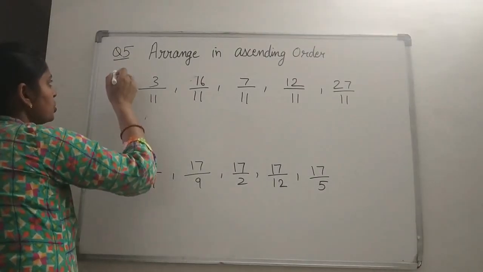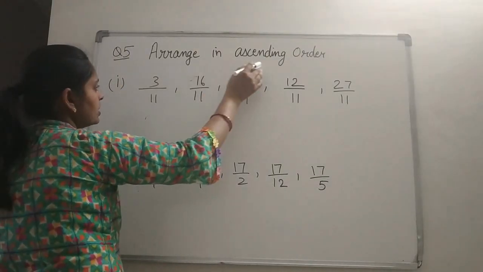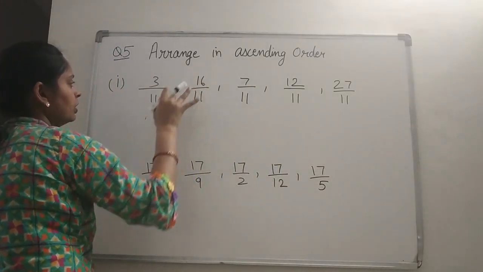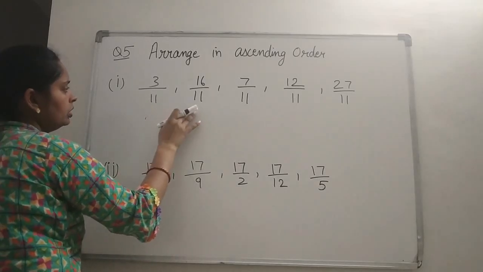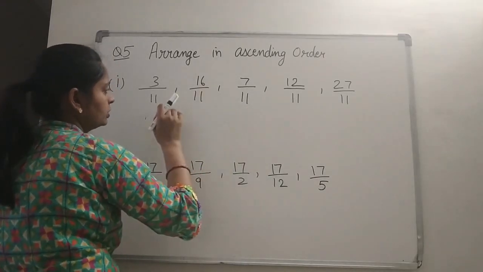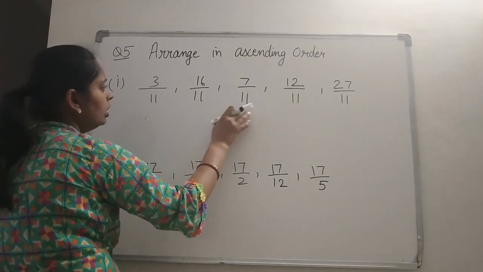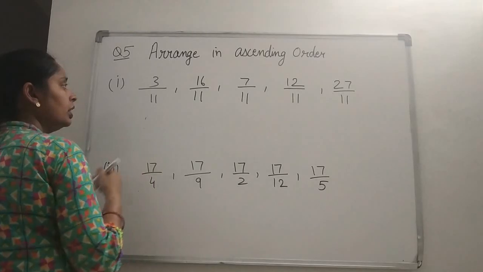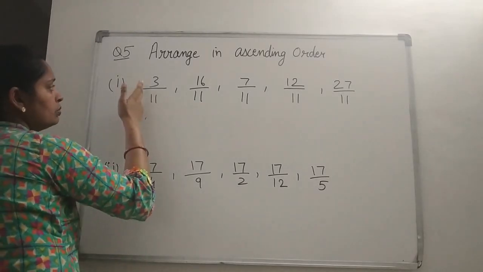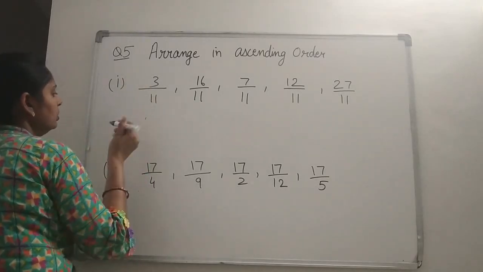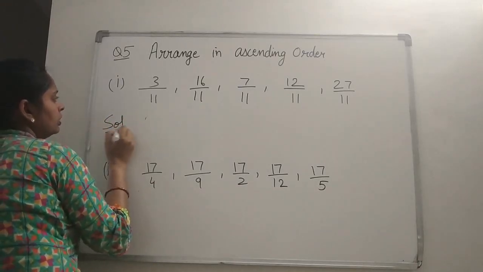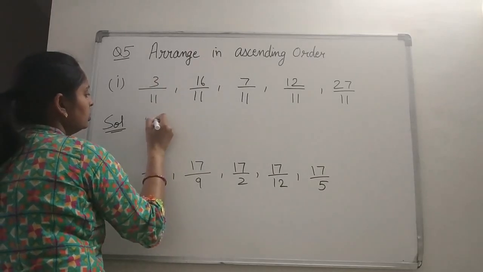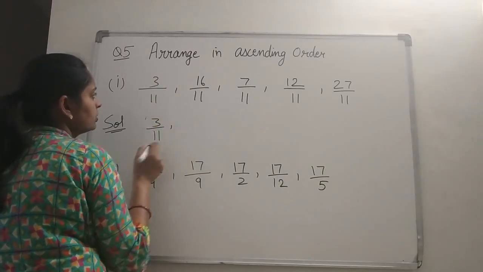Okay. Now question number 5 we are having as arrange in ascending order. We have to arrange these fractions in the ascending order. You can see here all the fractions are like fractions because they all are having the denominator as 11. Right? So directly whatever number is very small, that will come in the first. So the solution for this is only we have to look at the numerator. Which is the smallest numerator? 3. So 3 upon 11 is the smallest fraction.